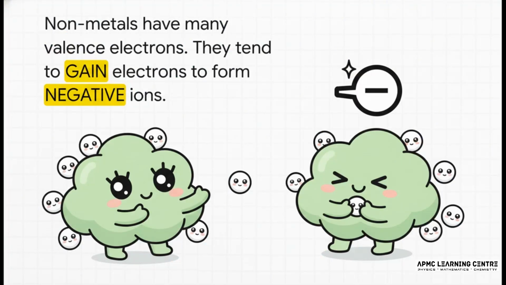So why takers? It all comes back to those valence electrons again. Let's take chlorine, right? It's in group 17, so it has 7 valence electrons. 7! It is so close to having that perfect stable set of 8. There's no way it's going to give up 7 electrons. It's so much easier to just snatch one more to complete its shell. And when it grabs that extra negative electron, the whole atom becomes a negative ion.